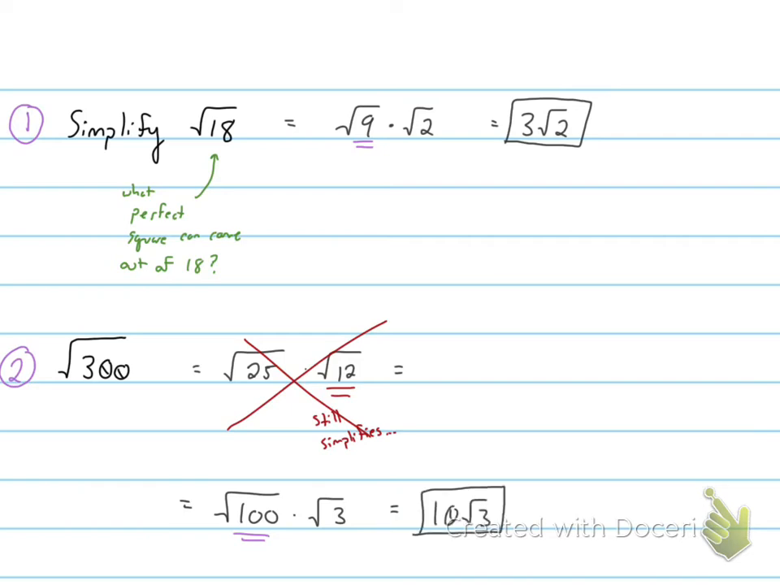I also know that I'm done in both 1 and 2 because what's left in the radical can't be broken down any further. There are no perfect squares that go into 2, and there are no perfect squares that go into 3. Other than 1, I guess, but we're not really going to pull that out.